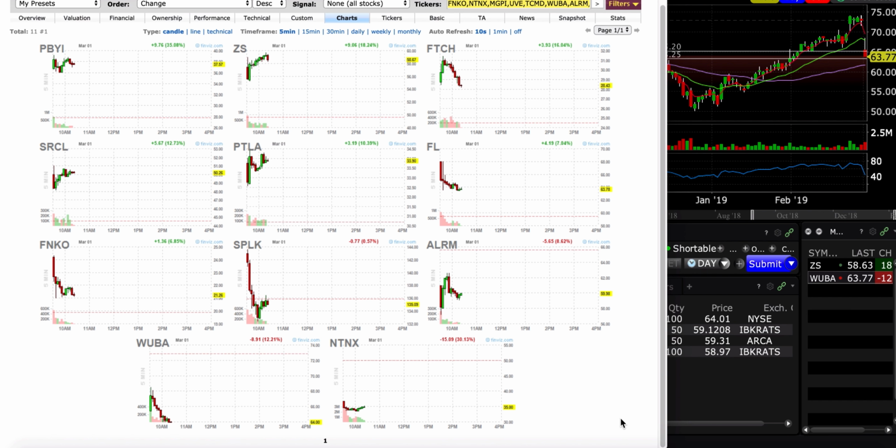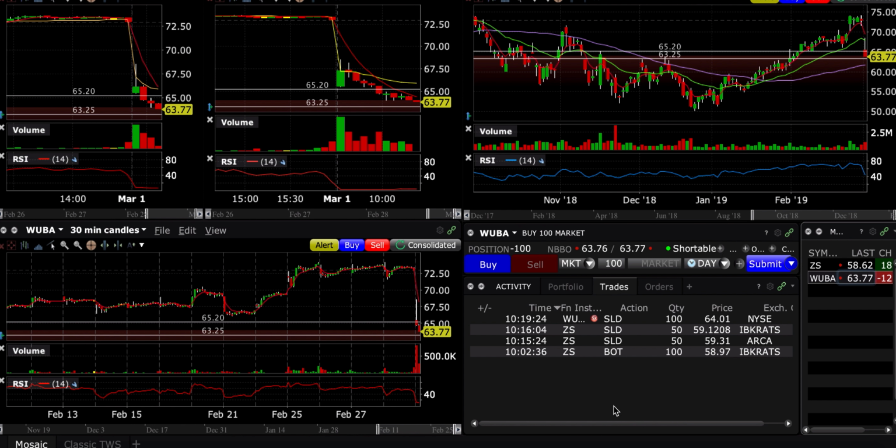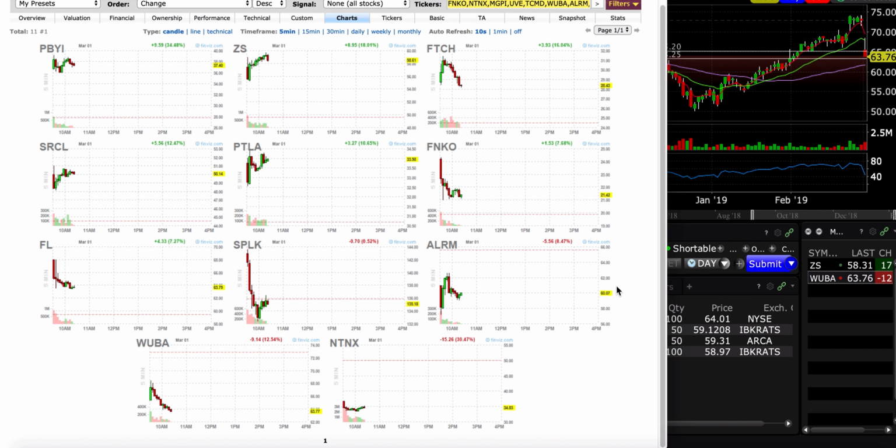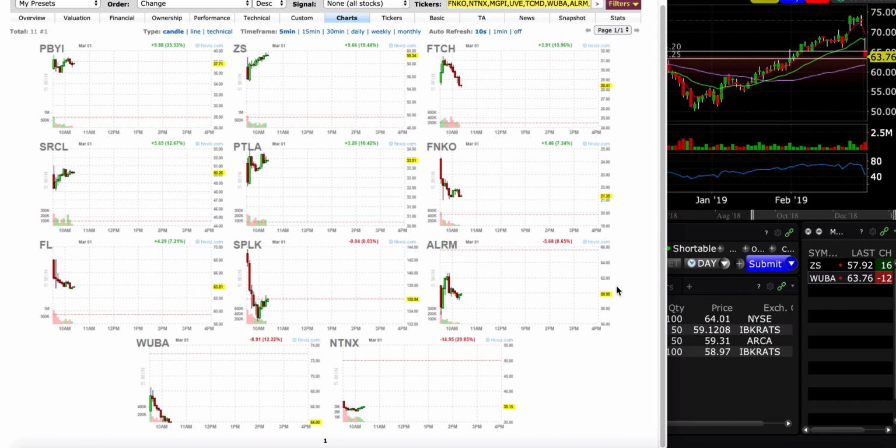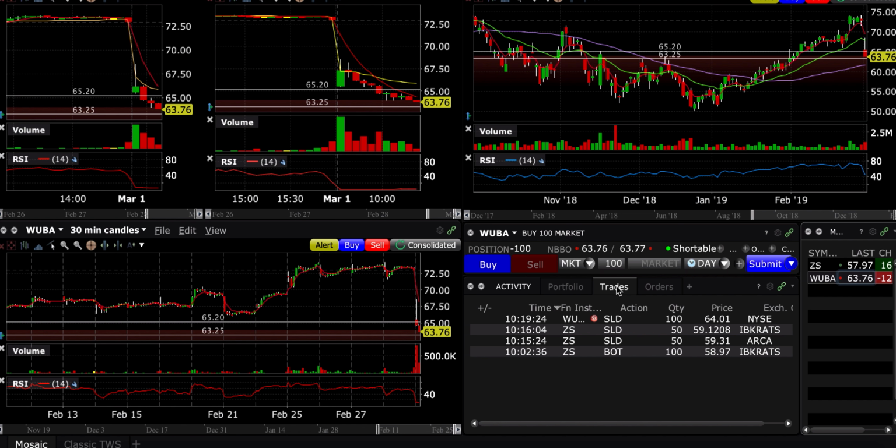So once again, going back and forth between the scanners, and now you see, hey, it went from 64 to 63.76. That was a quick, nice 25-cent drop on Rubra. So still going through different scans to see what's going on.